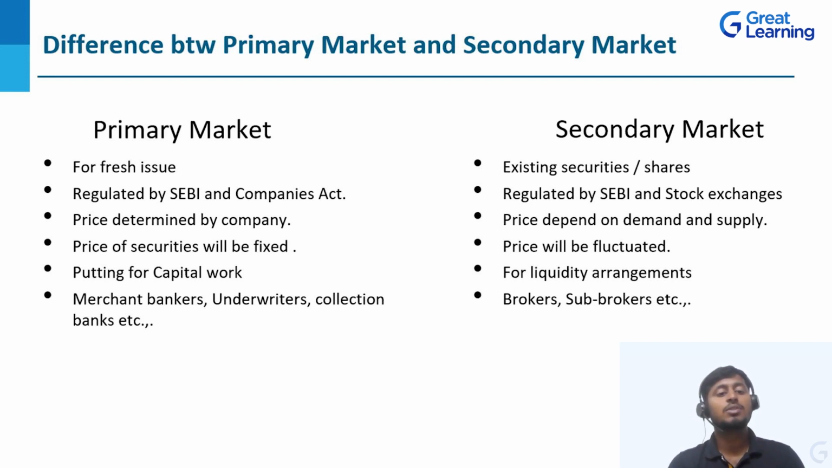Next, the primary market is regulated by SEBI and the Companies Act. As per the Companies Act, the companies will follow the procedure and issue the shares. Whatever the procedure or guidelines are there, they are going to follow, and only then will they get the permission to issue the shares as per the Companies Act. After that, they are going to list with SEBI, and then they are going to start issuing in the primary market. So these are the regulatory bodies in the primary market.